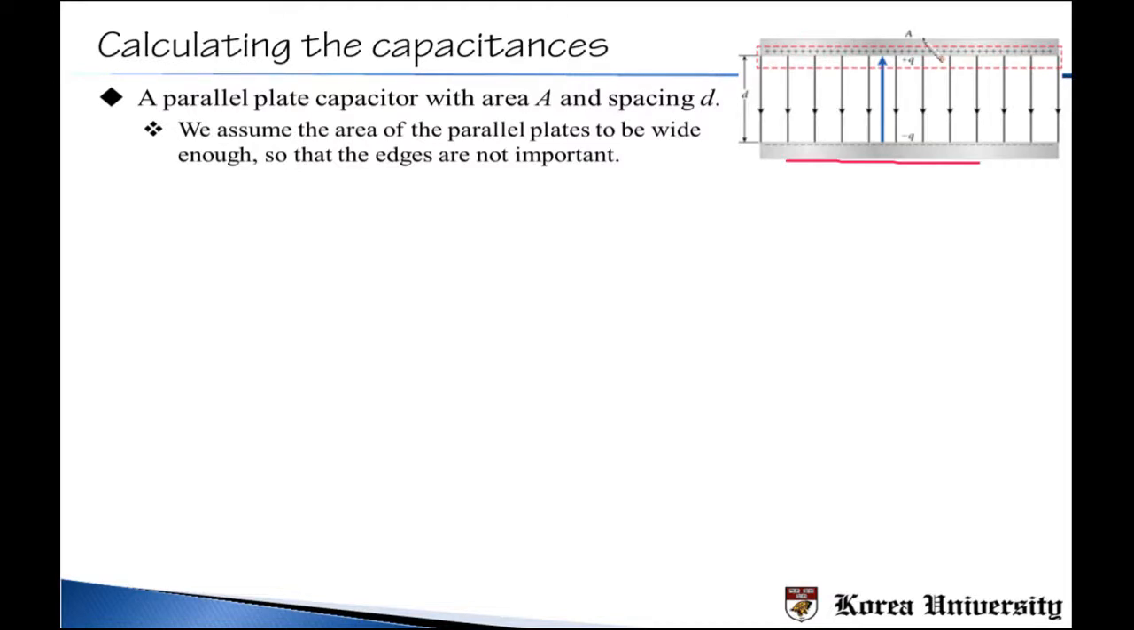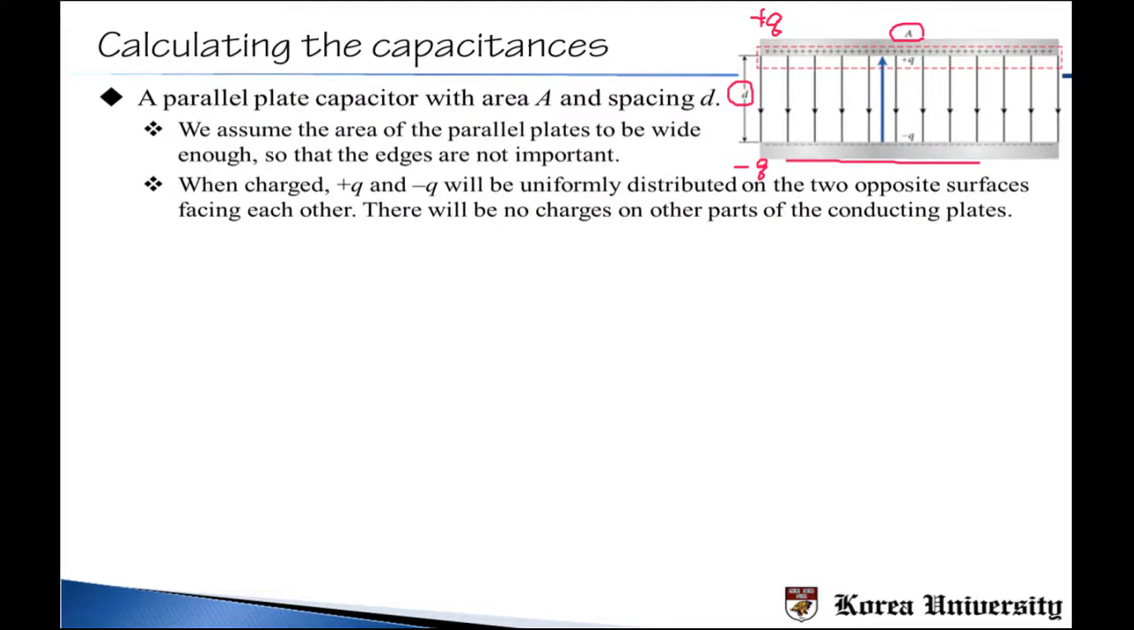And then let's say the area of each plate is A. And then these two plates are separated by the distance d. Okay. And then suppose the upper plate is charged by plus Q, and then the lower plate is charged by minus Q. And then where should these charges go? Actually, we find that the positive charges of the upper plate will all accumulate at the bottom surface, and then the negative charges of the bottom plate will all accumulate on the top surface.